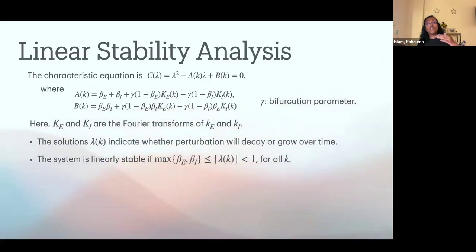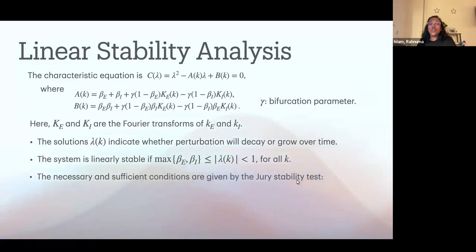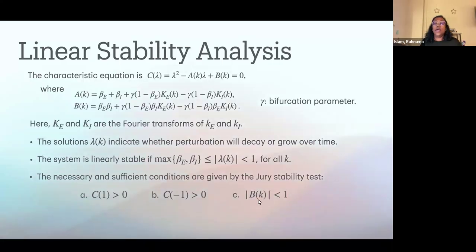So the system is stable if the solution of this characteristic equation, lambda, is less than 1 for all k. That means it has to satisfy the Jury stability condition. There are three conditions. The first one is that if lambda is equal to 1, then this characteristic equation is positive. If lambda is -1, this characteristic equation value would also be positive. And the third condition is that b of k has to be less than 1.